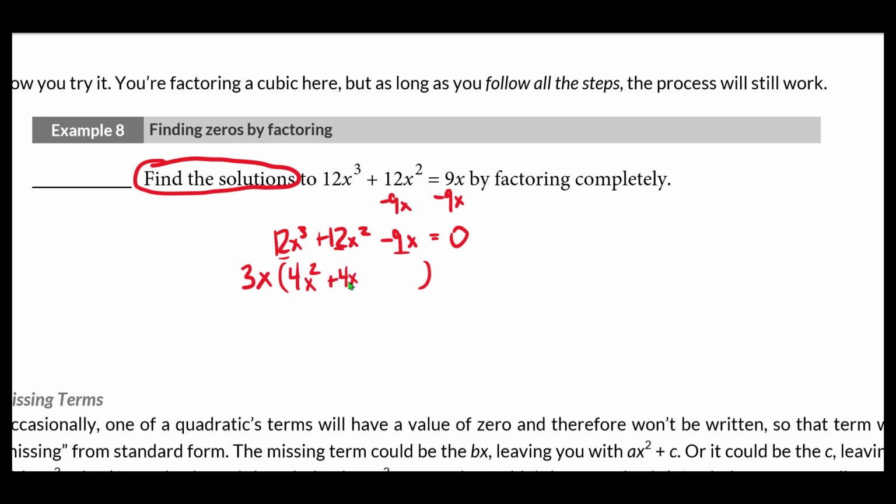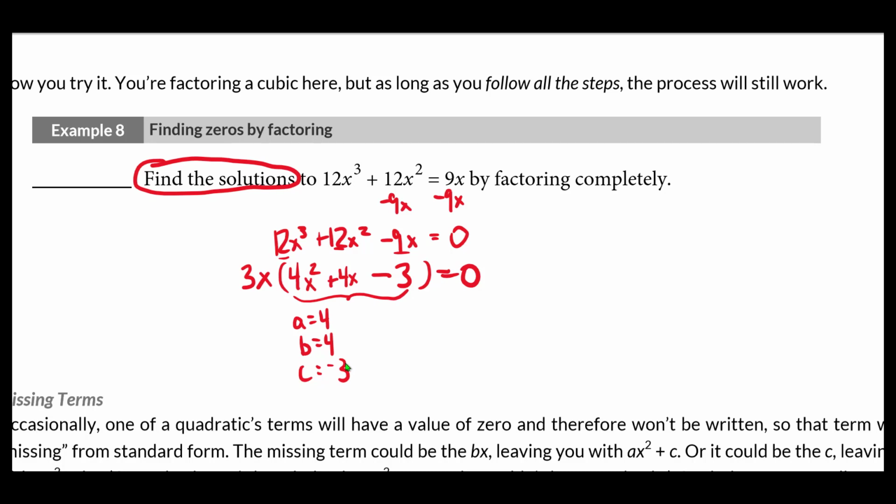3x times 4x is 12x squared, very good, and then minus 3 there. 3x times negative 3 will be negative 9x, so that all looks good. What we do next is for the quadratic, we're going to list our values of a, which is 4, b, which is 4, and c, which is negative 3. So a, b, c, we have our values listed.